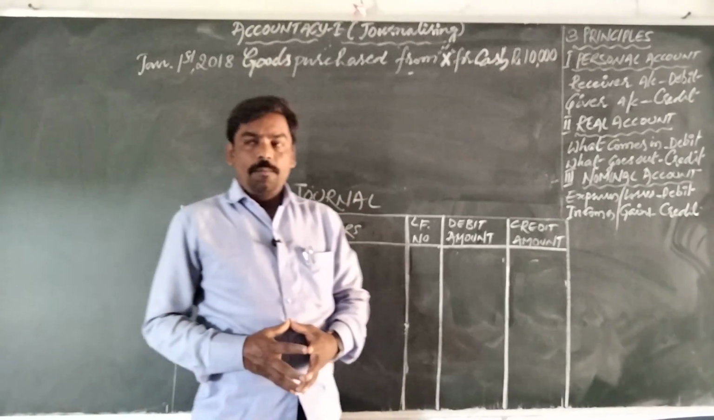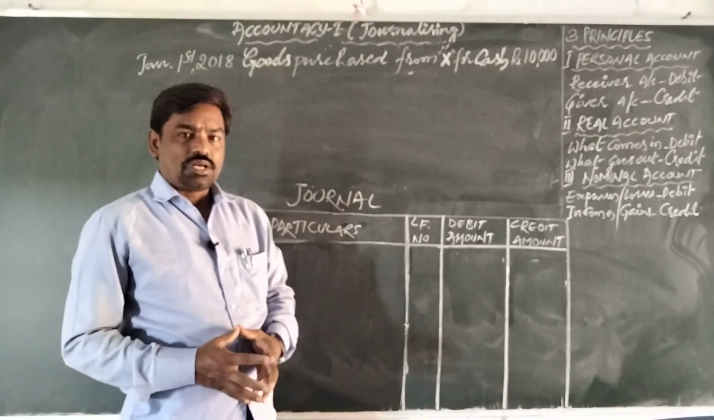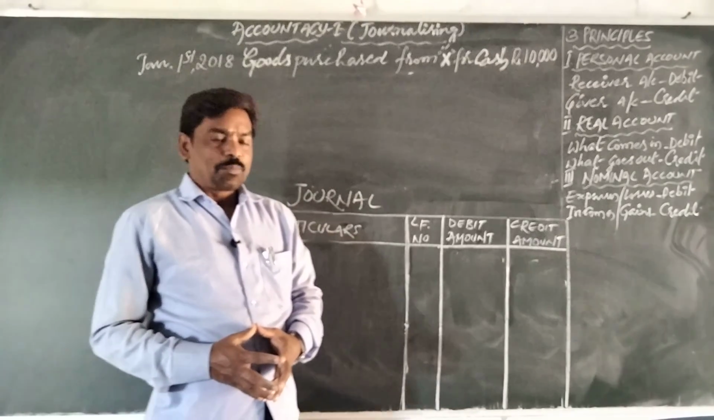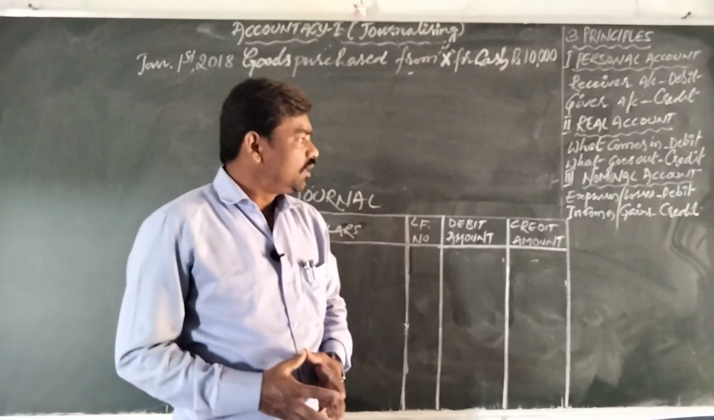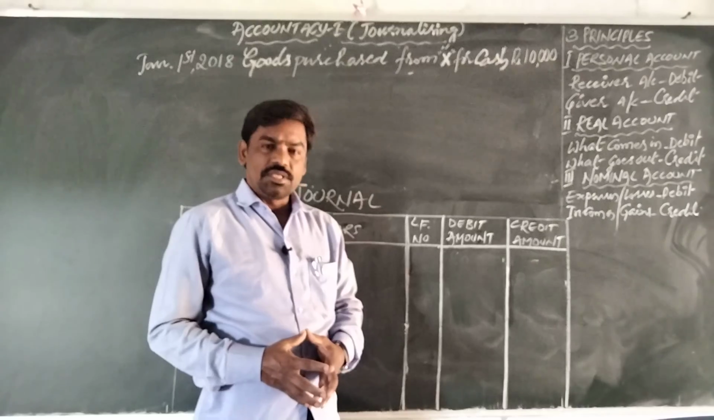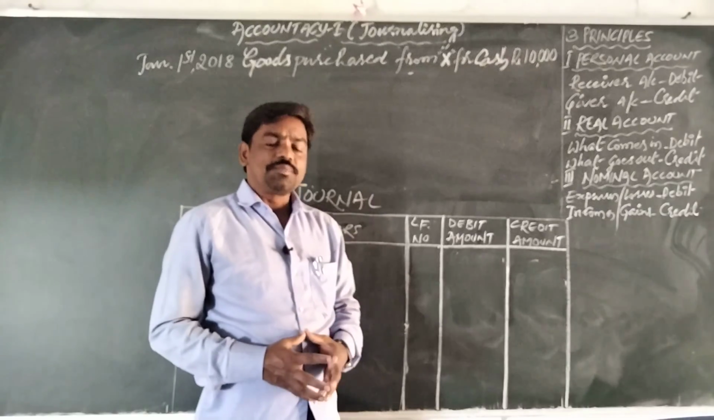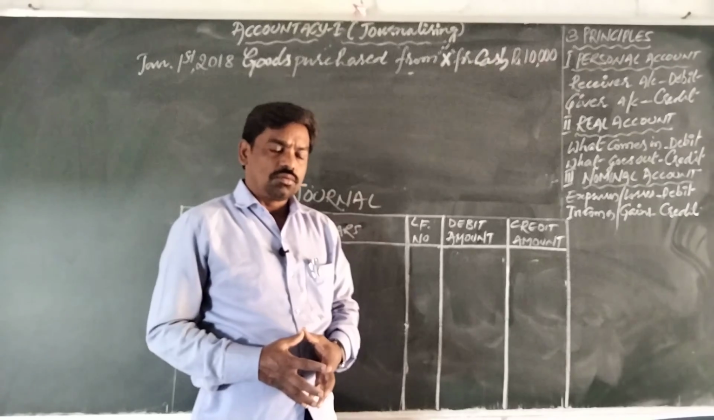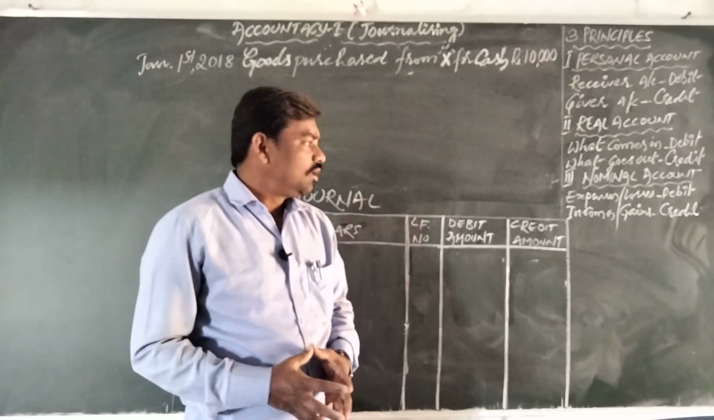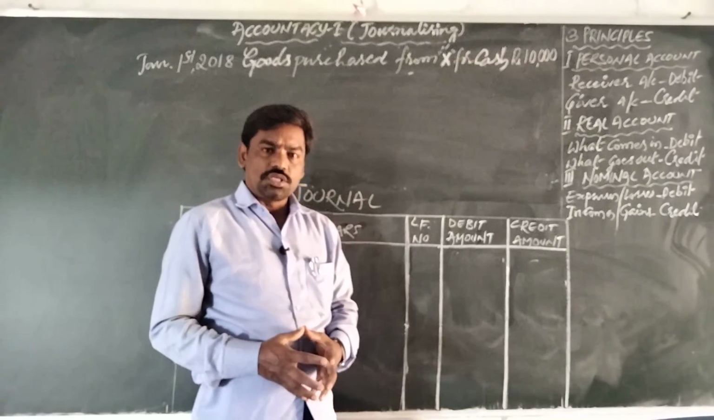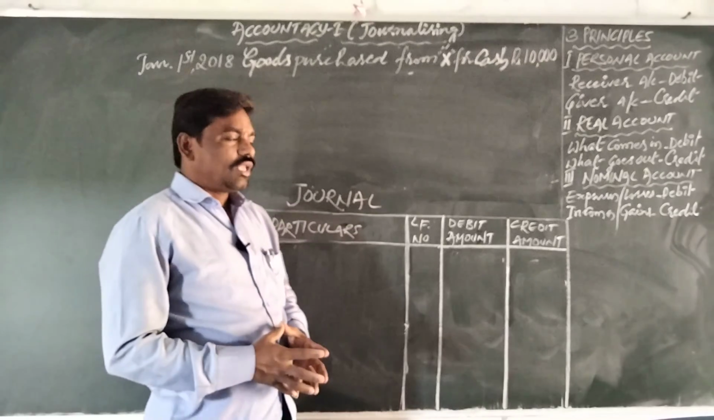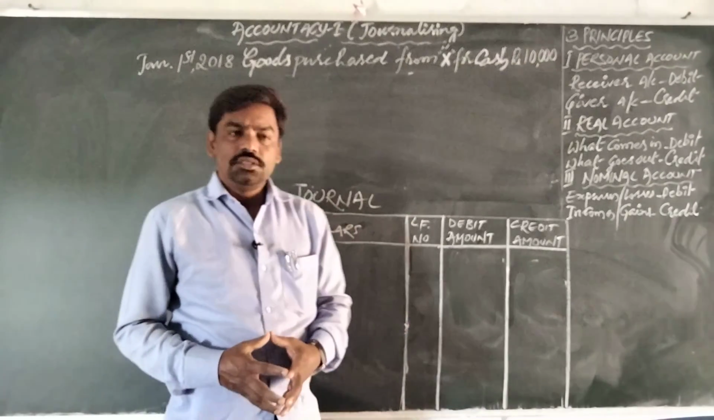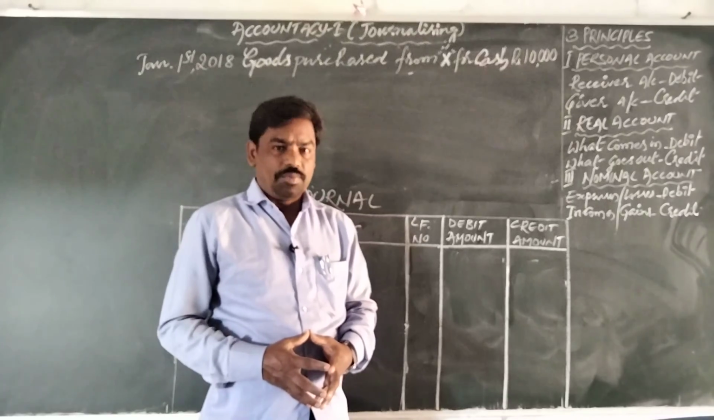Personal account principle is that receiver account should be debited, giver account should be credited. Coming to the second account, real account. Real account principle says that debit what comes in, credit what goes out. And the third account, that is nominal account. Nominal account principle is that expenses, losses, cost should be debited, incomes, gains, profit should be credited. So these are the three accounts and their principles.